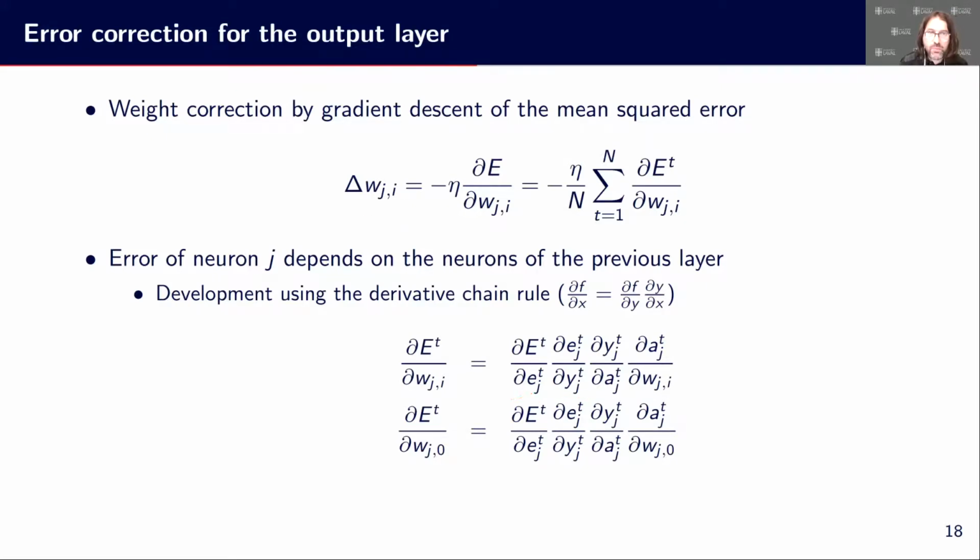And as for the bias, w_j0, it's pretty similar, with the difference that we make the last derivative according to w_j0, not w_ji.